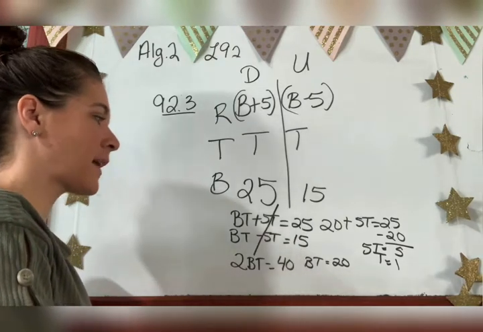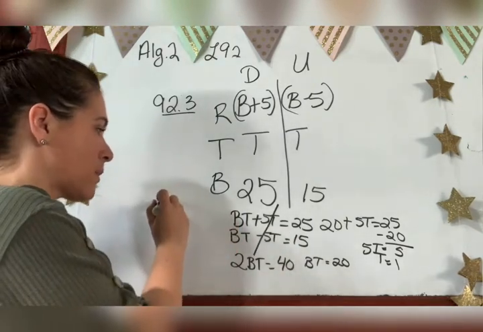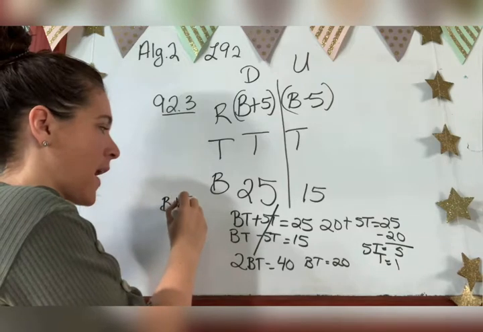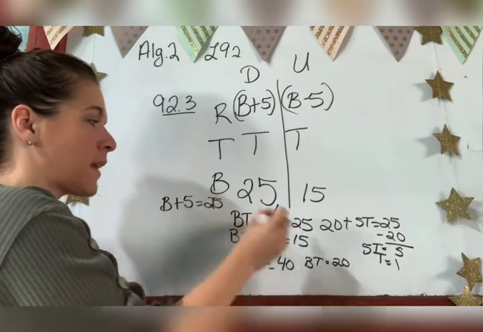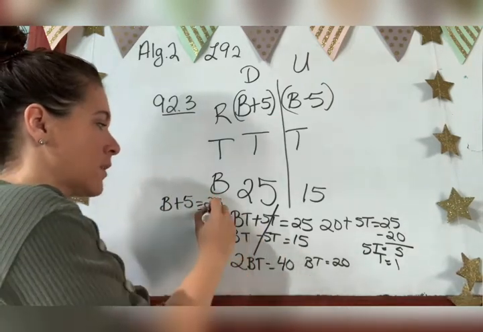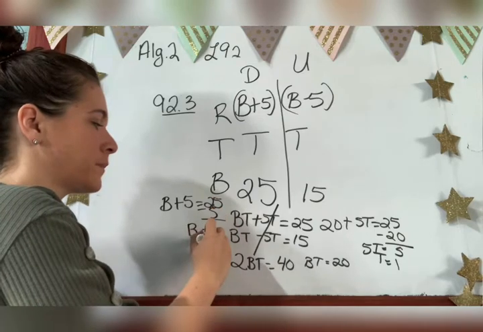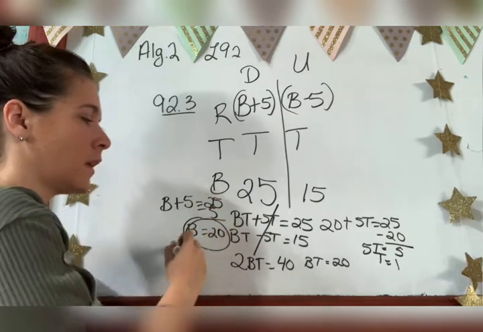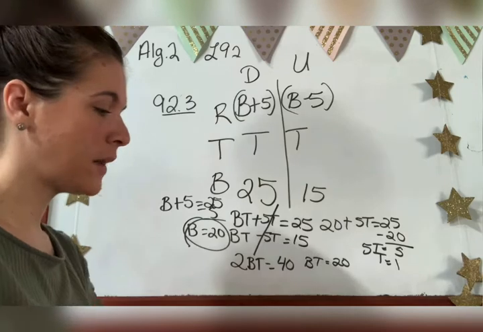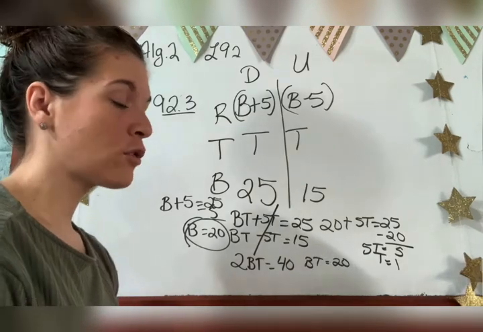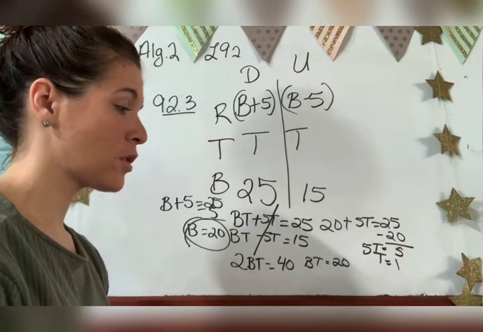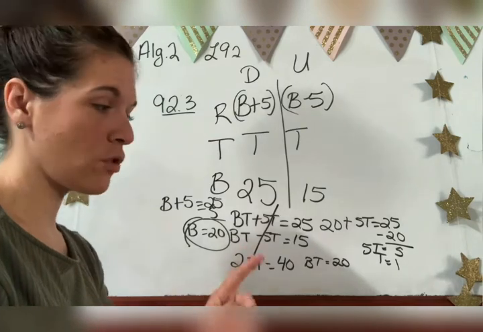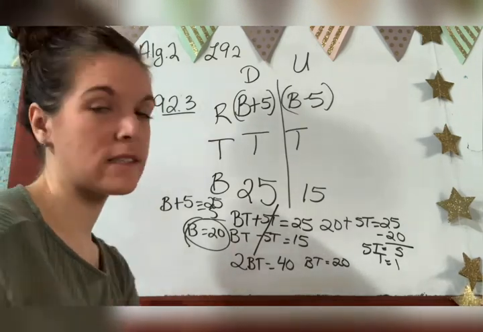So let's go back to the equation again. So that's B plus 5 equals 25, because now we plug in the 1 for T. So that means our B is 20. Whew, I had my doubts, but that was the one. Okay, so those are 3 examples of how those problems can go. Now go ahead and do your practice and see if you understand how we get the answers.